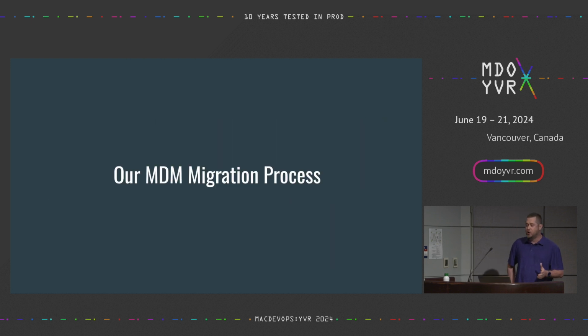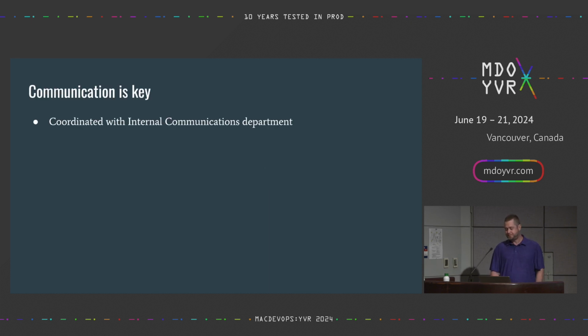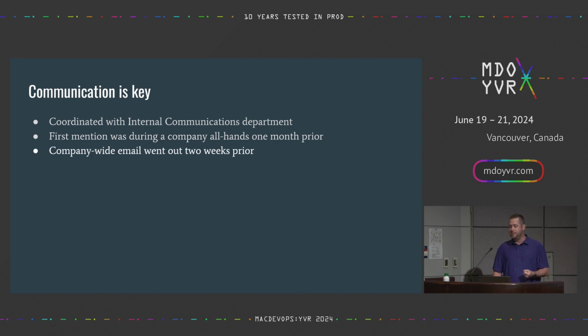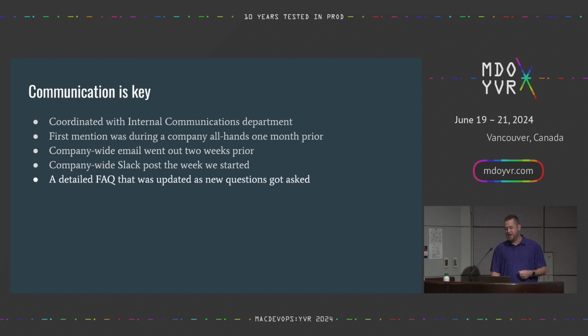So once we decided we could leverage this new built-in experience in macOS, we had to figure out the best way to do it. I can't stress enough how important communication was prior to and during the migration. We started by coordinating with internal communications. We got a first mention out there during a company all-hands a month prior. A company-wide email went out 2 weeks before. A company-wide Slack post the week we started. We had a detailed FAQ that we updated continuously as we got new questions we hadn't thought of before. And detailed screenshots of what all these dialogues would look like when the user went through the process.